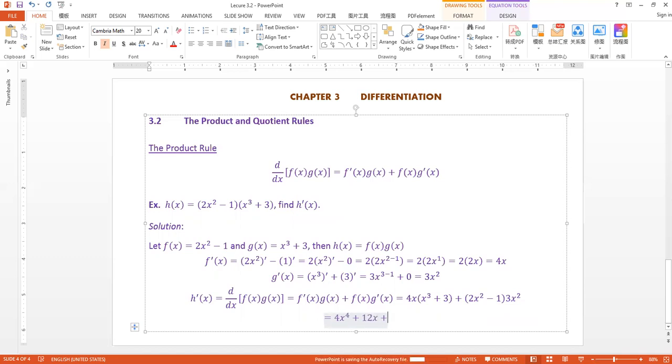The second part, we distribute 3x squared to 2x squared minus 1. So we got 2 times 3 in the first term of the second part. That would be 6, and x squared times x squared. So just add the exponents 2 and 2. We get x to the 4. Okay, so that's the first term in the second part, and then -1 times 3x squared. So that's just -3x squared.